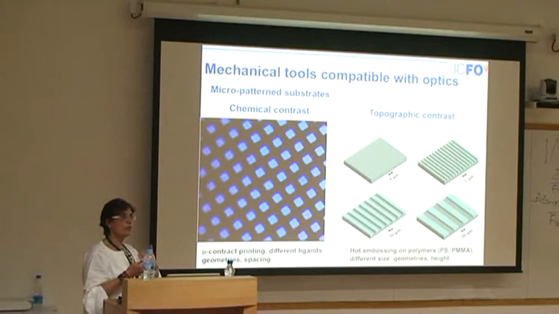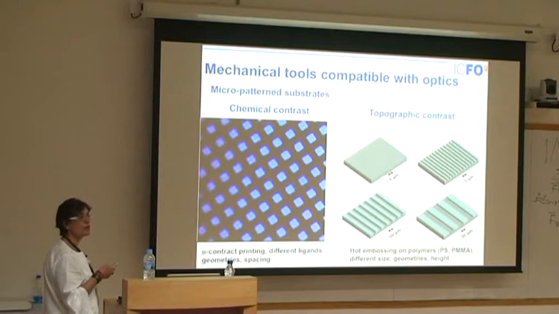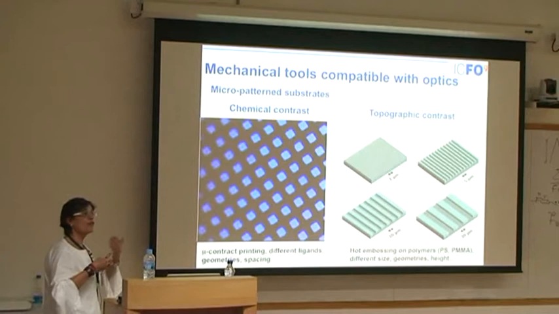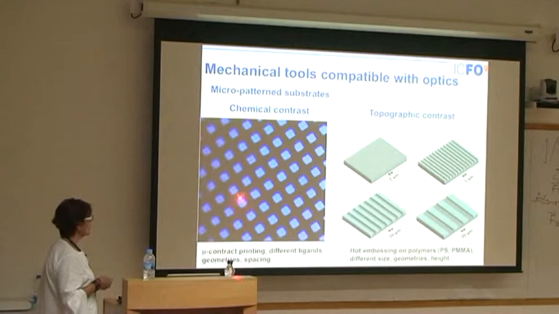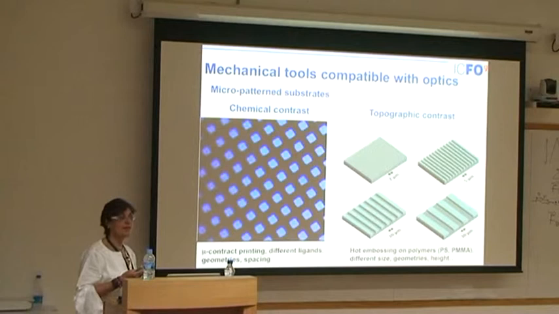So one of the parts that we have been working on for quite some time is to make micropatterned substrates so that we can confine specific ligands, especially on the cell surface, and then see accumulation and try to build up the recruitment of receptors and signaling using this microcontact printing, which I guess has been described already here several times. So we can put different ligands in there. We can make it with different geometries and spacing. Using this PDMS stamp, we can go down to about 1 micron. Below 1 micron, we start losing sensitivity and start losing fidelity on this chemical contrast.